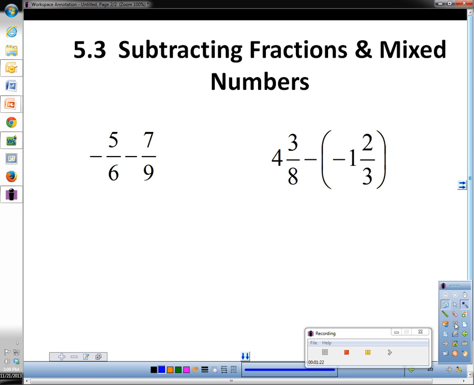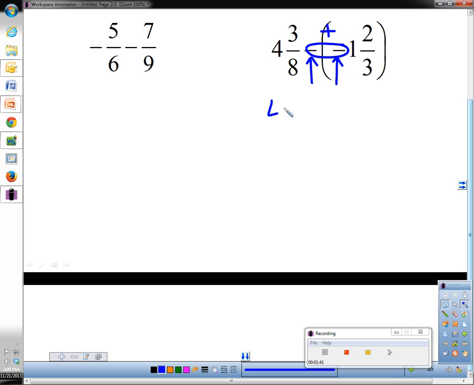In the second problem, I'm subtracting a negative. And there's no number in between these two negatives or minus signs. There's just parentheses. So when I have that, I can change this to an addition. Subtracting a negative is the same as adding. So for this problem, I have 4 3/8 plus 1 2/3.